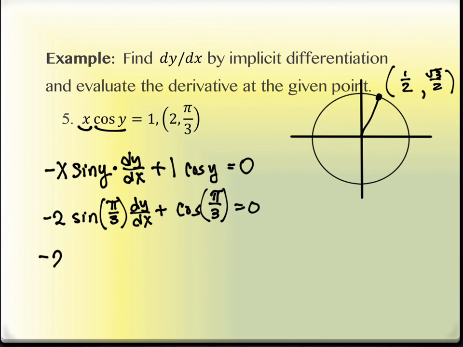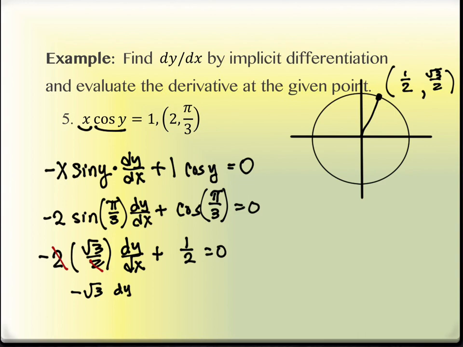So the negative 2 is still here. The sine value is y. That's my square root 3 over 2. Got my dy dx here. And then the cosine value is the 1/2. All good? Okay, this one simplifies kind of nicely. I've got the 2's canceling. So I've got negative square root 3 only, and then dy dx. And then I'm going to move this piece, the 1/2, to the other side. Negative 1/2. And then what would I need to do to solve for dy dx?